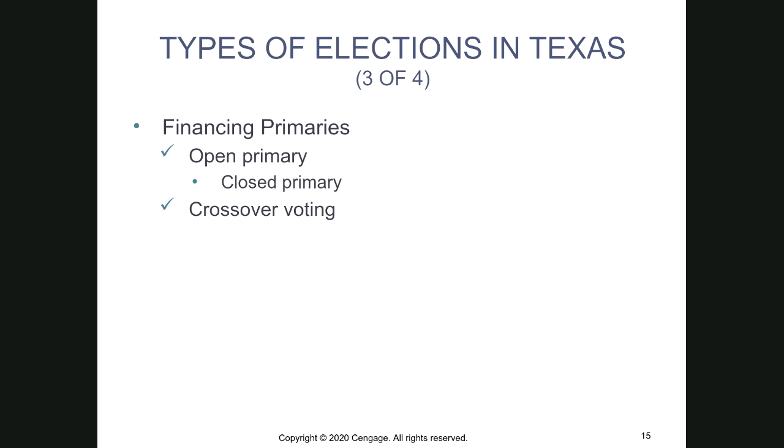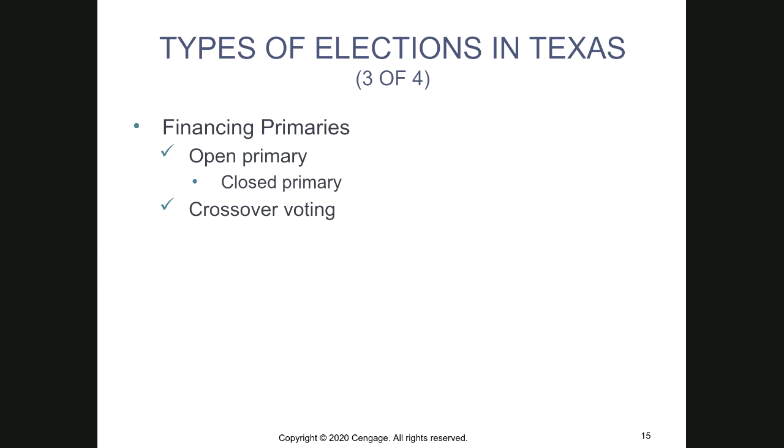Okay, there are two different types of primary systems. There's an open primary and a closed primary. An open primary is a type of party primary in which a voter can choose on election day in which primary to participate. A closed primary is a type of primary in which a voter is required to specify a party's preference when registering to vote. So open primaries get to decide that day of the primary election: do I want to be a Democrat today or do I want to be a Republican today? Closed primary, you are pre-registered in advance. You declared yourself to be a Republican or a Democrat.